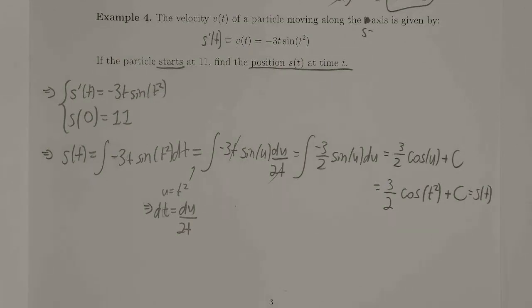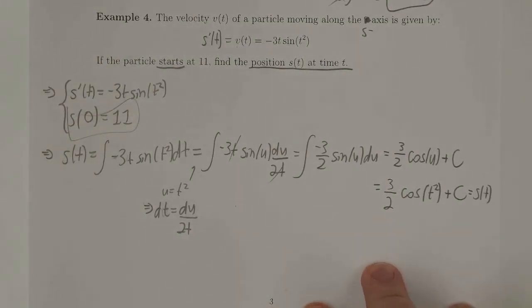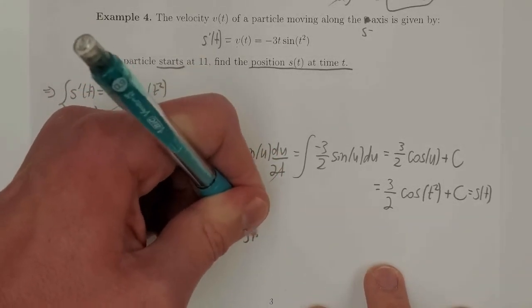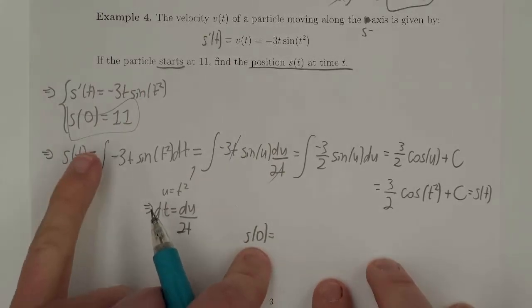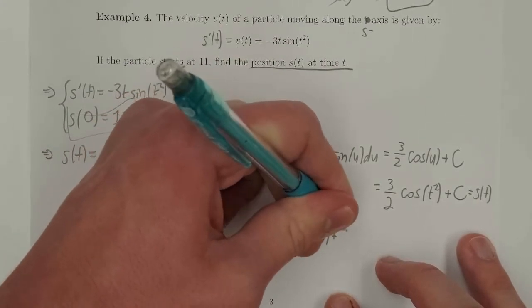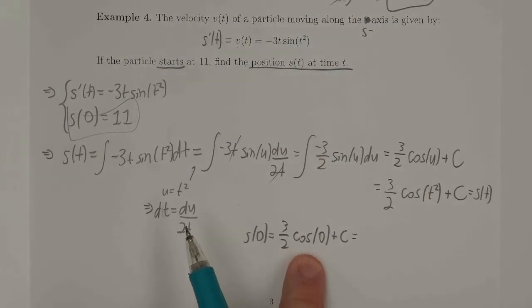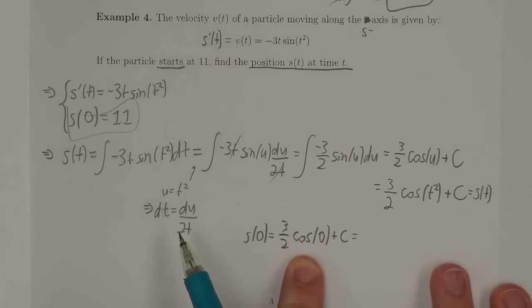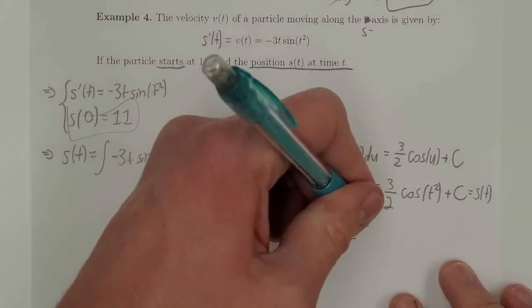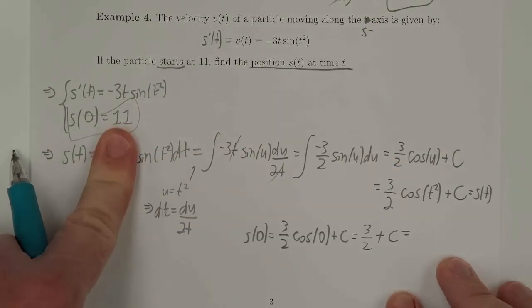So from here, we say, all right, now we have the general solution, so now we just use our initial data to figure out what our c constant is equal to. So we have s of 0 is equal to, if we let t equals 0 as per our initial data, 3 halves times cosine of 0 plus c. So if we simplify this, we note that cosine of 0 is equal to what? Yeah, just 1, right? So ultimately we have 3 halves plus c is equal to, by assumption, 11.